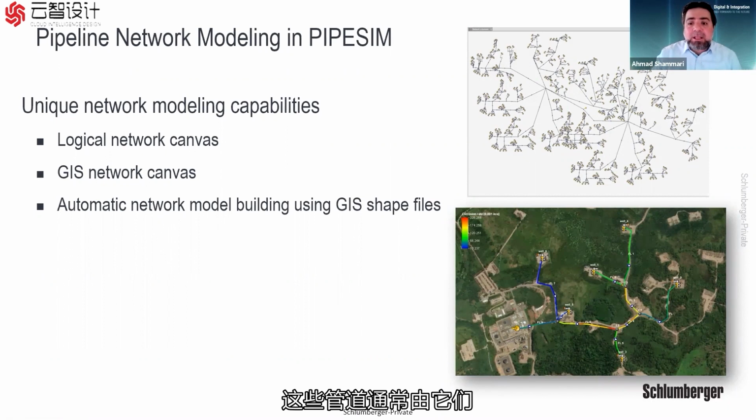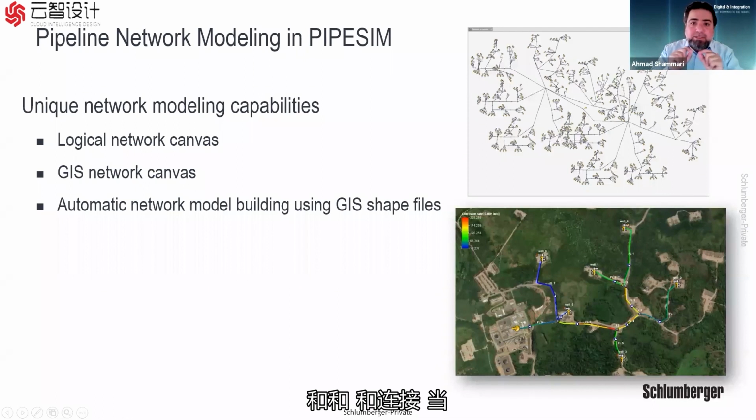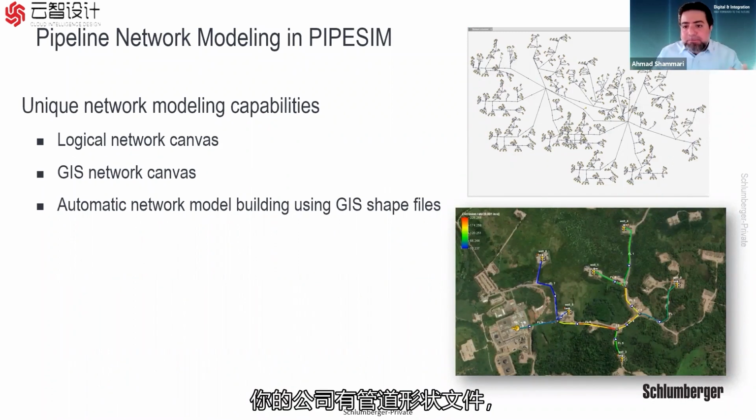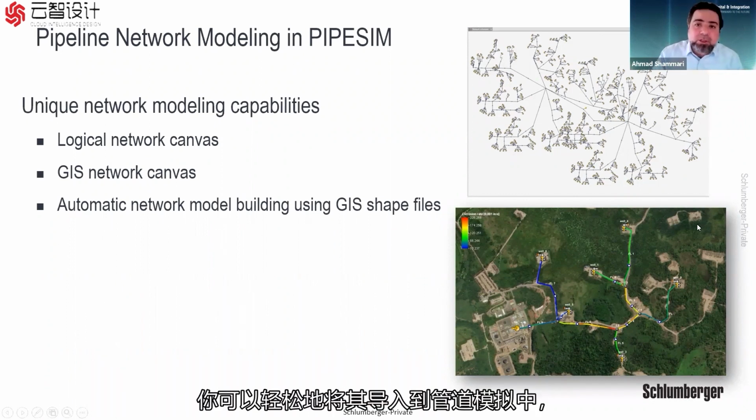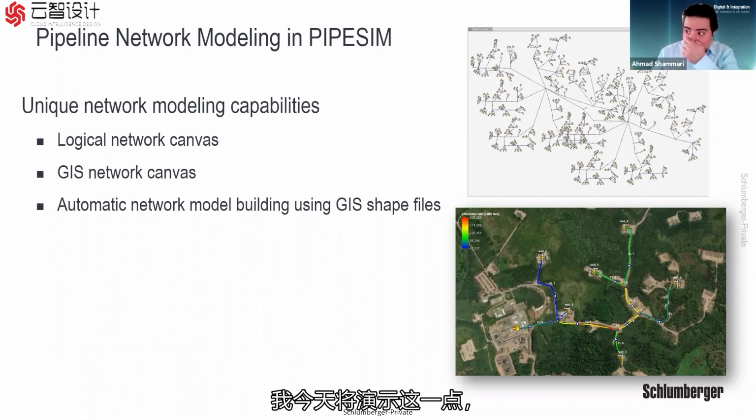These pipelines usually are saved as what they call shape files. It's a layer of basically lines and connections that has information of the pipeline networks. The shape file extension is .shp. SHP stands for shape file. If you have the pipeline shape file in your company, you can easily import that into PipeSim and you can build your pipeline network automatically. And I will demonstrate this today.